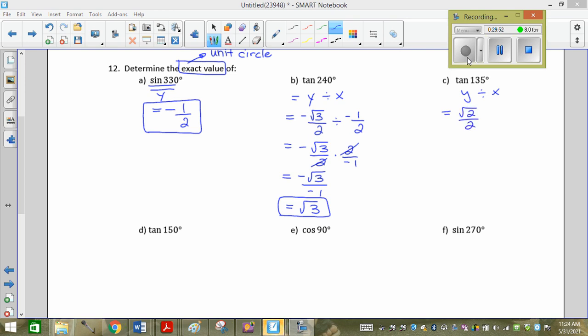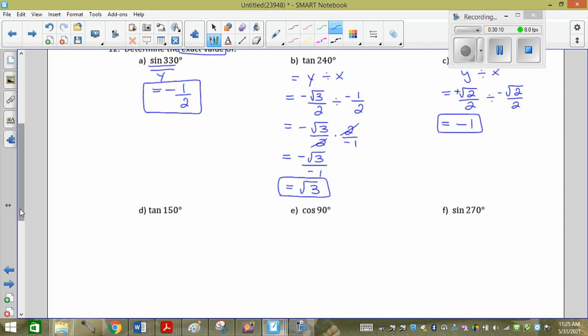X at 135 is negative root 2 over 2. And when you divide two numbers that are exactly the same together, you get 1. When you divide two numbers, one's positive, one's negative together, you get negative 1.